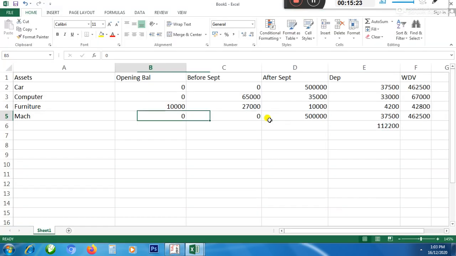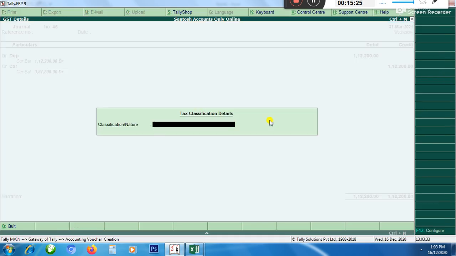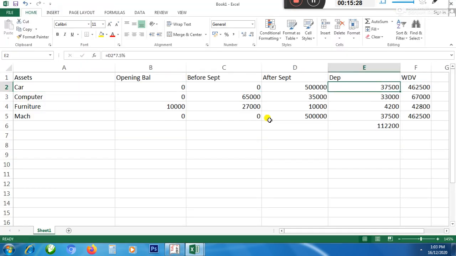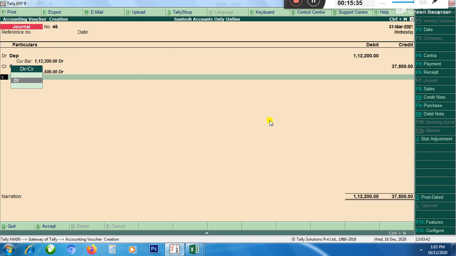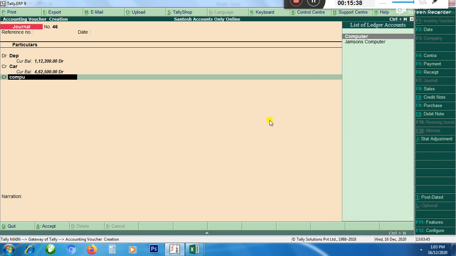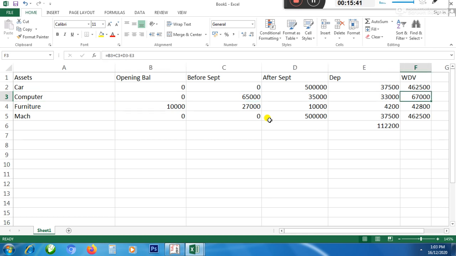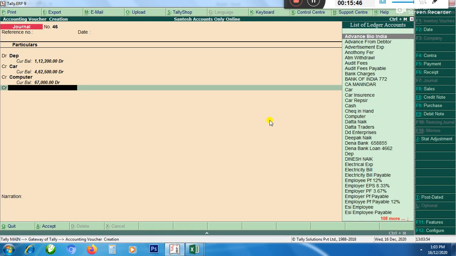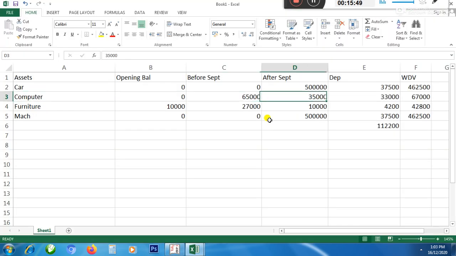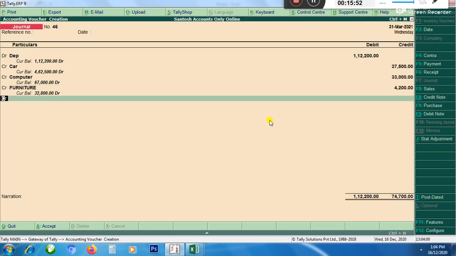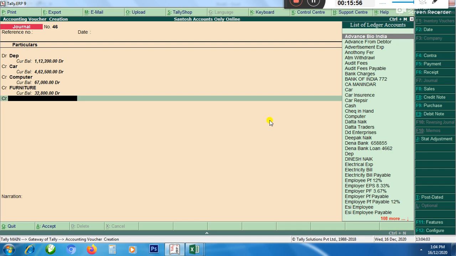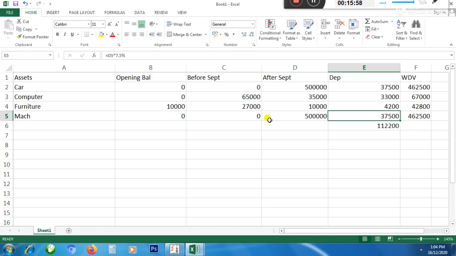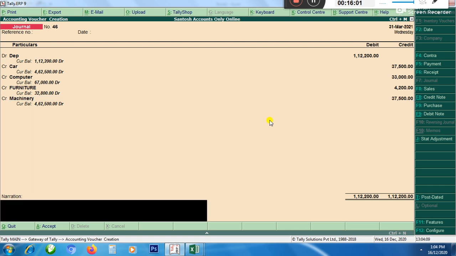Credit all the assets, that is the car. On the car there is a depreciation of 37,500. Second is the computer. Credit computer, on which there is 33,000 depreciation. Credit then furniture, on which we have 4,200 depreciation. And then machinery, we have 37,500. That's it. So this is the depreciation entry you have to pass as on 31st of March.